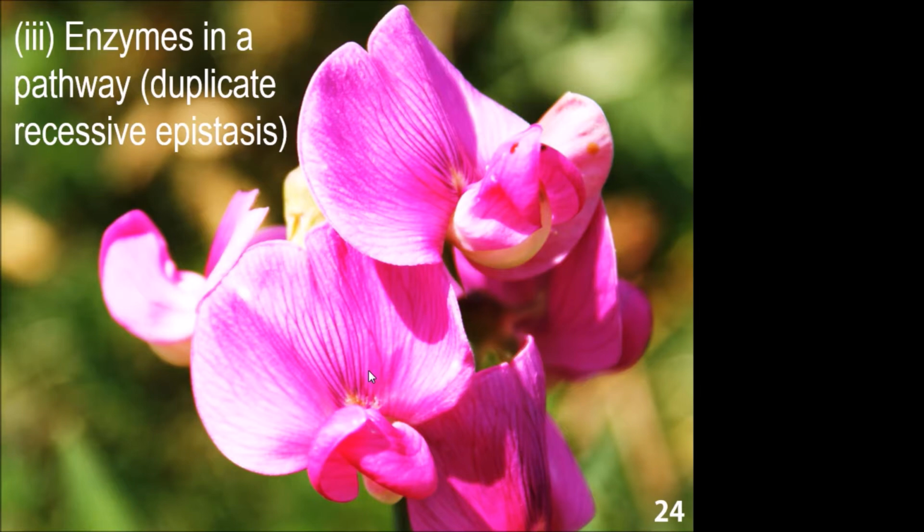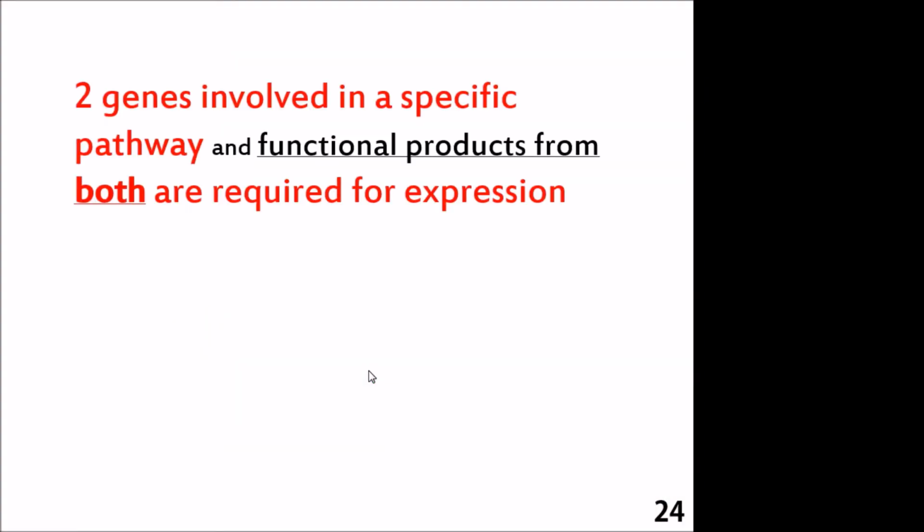Third case, we call this duplicate recessive epistasis. In this kind of epistasis, the two genes are involved in a pathway, and the functional products from both are required for expression. It's different from just now, because just now you had an inhibitor. If it was functional, you have an inhibitor, then you cannot go on, you default white. In this case, you need both products to be functional. In other words, then you will be allowed to go down the pathway.